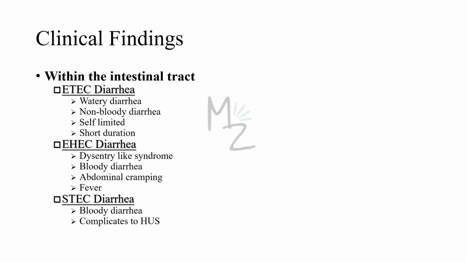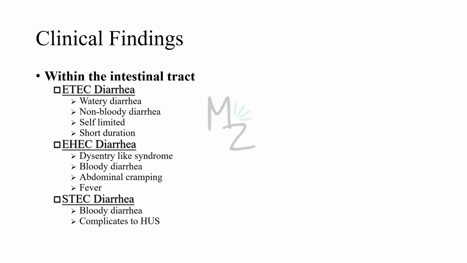We are done with the pathogenesis. Now let's talk about the clinical findings. E. coli causes a variety of diseases both within and outside the intestinal tract. First, we are going to look at the ones that are within the intestinal tract. The first one is ETEC diarrhea, that is enterotoxigenic E. coli diarrhea. That's usually watery, non-bloody, self-limiting, and is of short duration, ranging from 1 to 3 days, and is frequently associated with travel, the traveler's diarrhea or turista.